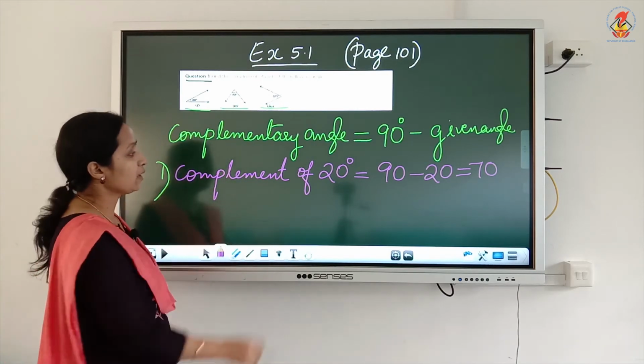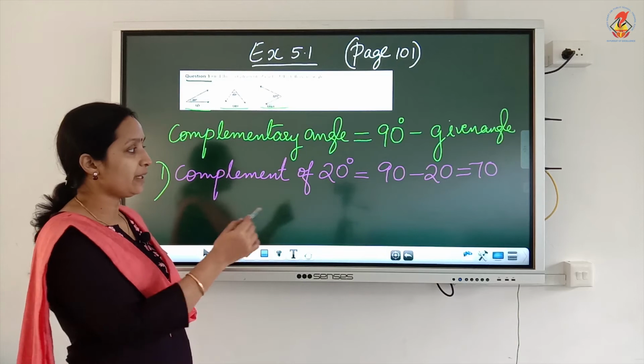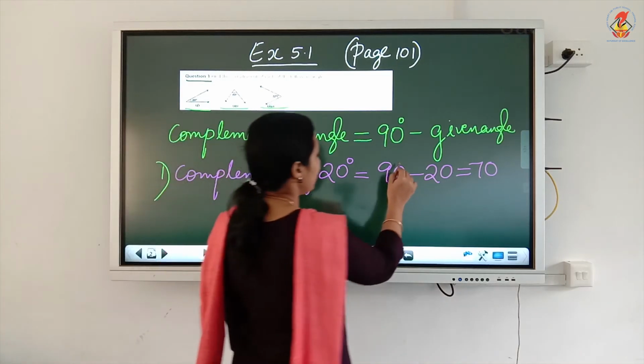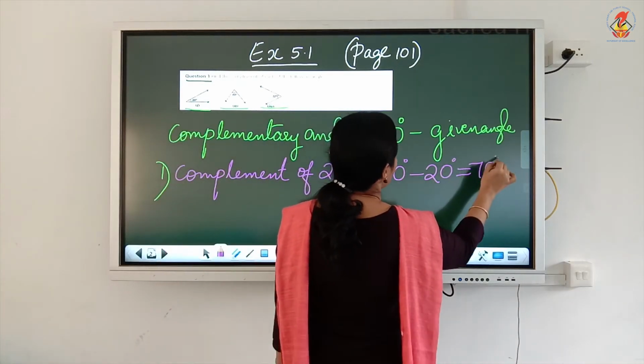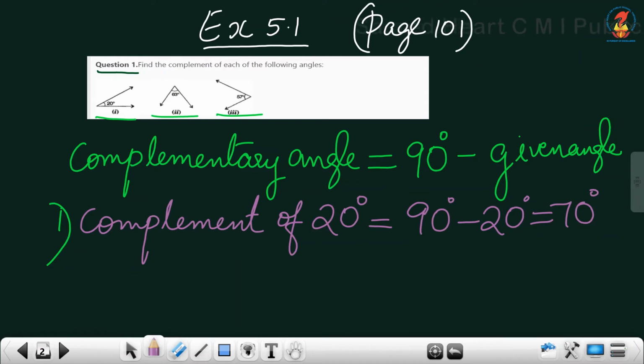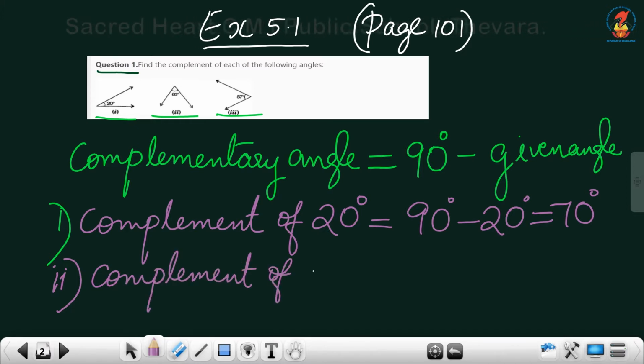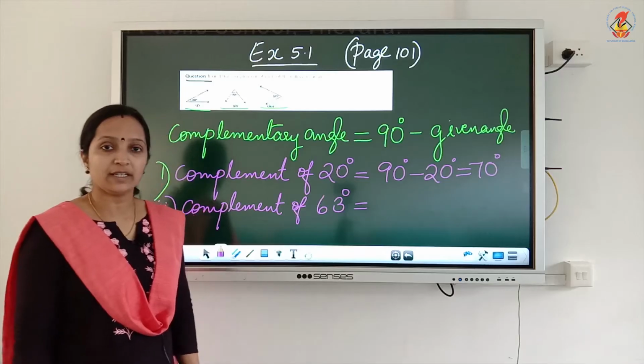Okay. So how will we find the complement of 20 degrees? 90 minus 20, what is the answer? 70 degrees. Put the degree symbol. Okay. Now what is the next question? Complementary angle of 63 degrees. So you write down complement of 63 degrees. So how will we find the complement of 63 degrees?